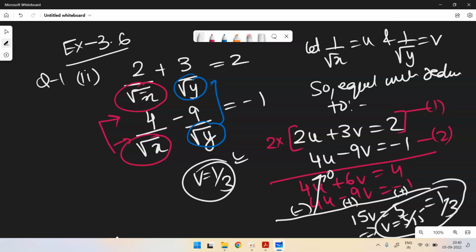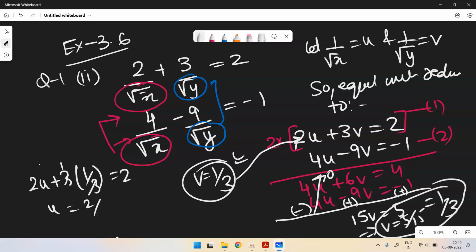Now we have to substitute the value of v to get the value of u. I'm substituting here: 2u plus 3 into v, which is 1 by 3, equal to 2. So this 3 and 3 cancel, this is 1. Now 2u equals 2 minus 1, so u equals 1 by 2, nothing but... so the value of u is 1.